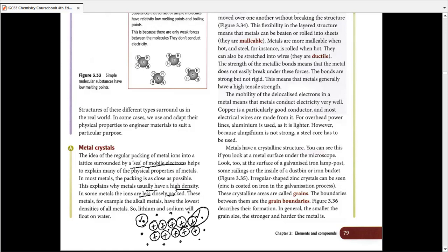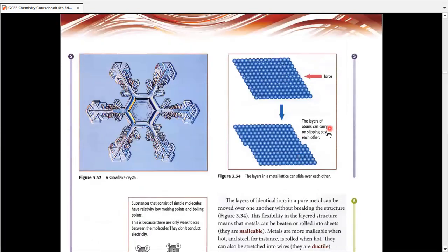Not just that, if you're supposed to explain the malleability or the ductility of the components, we can explain them by a few simple diagrams. There you go. This figure 3.34 can easily explain the concept of malleability or ductility. The metal cations are present in the form of layers. Apply any force on them and the layers can slip over one another.